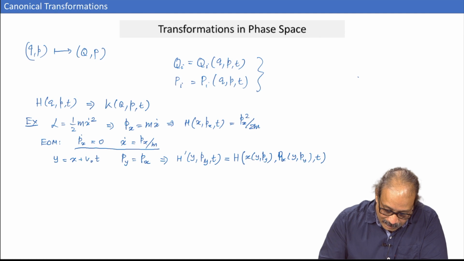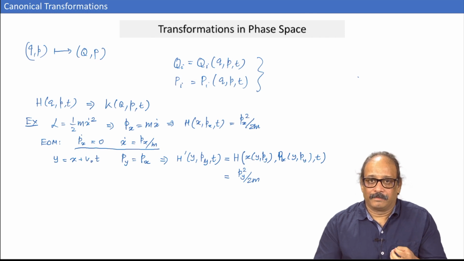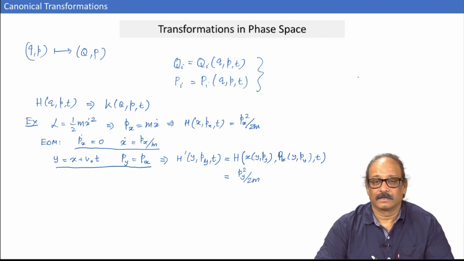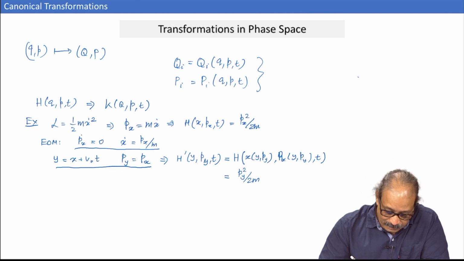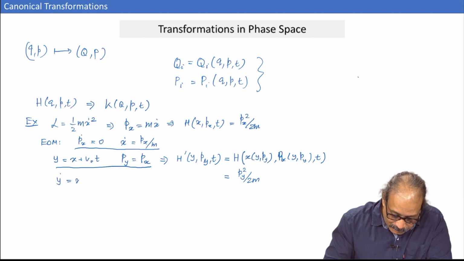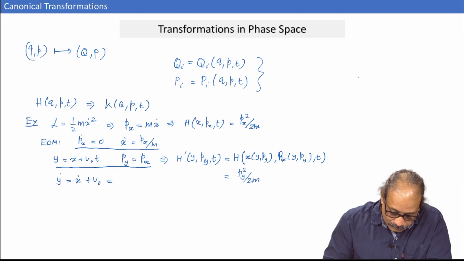And what would be this Hamiltonian then? This one will be equal to Py square by 2m. Remember, there is only Px square by 2m in the original Hamiltonian, and Px is equal to Py in the transformation which we are considering here. Now, let us construct the equations of motion. y dot will be equal to x dot plus v naught. And what is x dot?